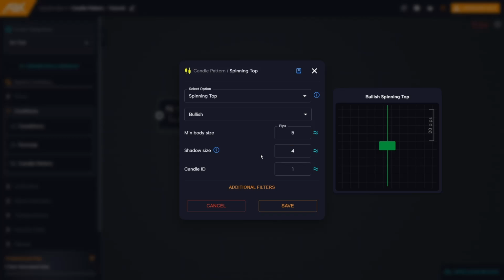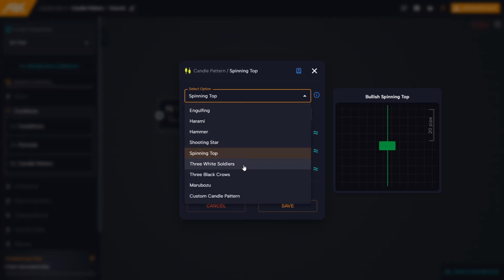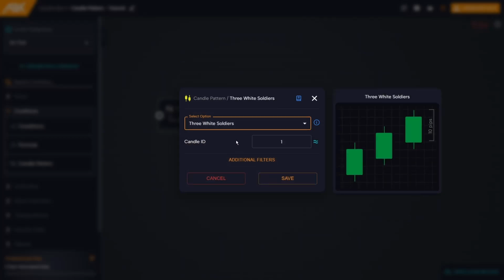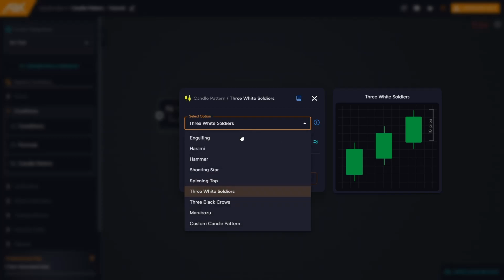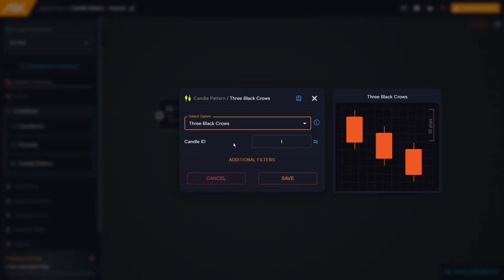Continuing down the list of patterns, we encounter the 3 white soldiers and the 3 black crows. These two patterns are not customizable outside of the candle ID. Both patterns are characterized by each candle opening at a higher level, for the 3 white soldiers, or lower level, for the 3 black crows, than the close of the previous candle, creating a gap between the candles and confirming the strength of the new trend direction.